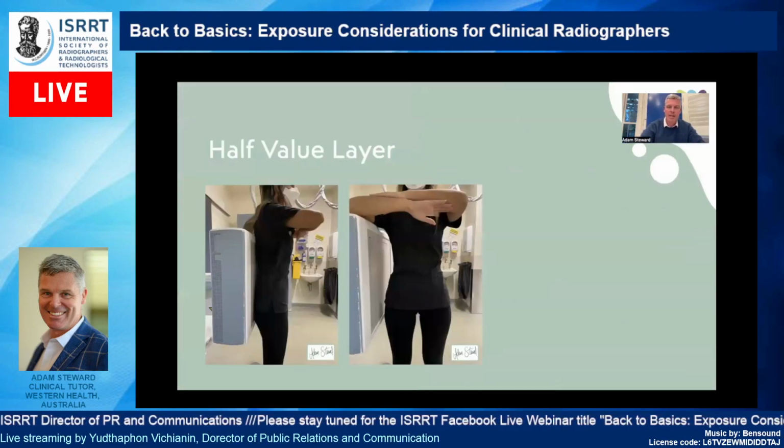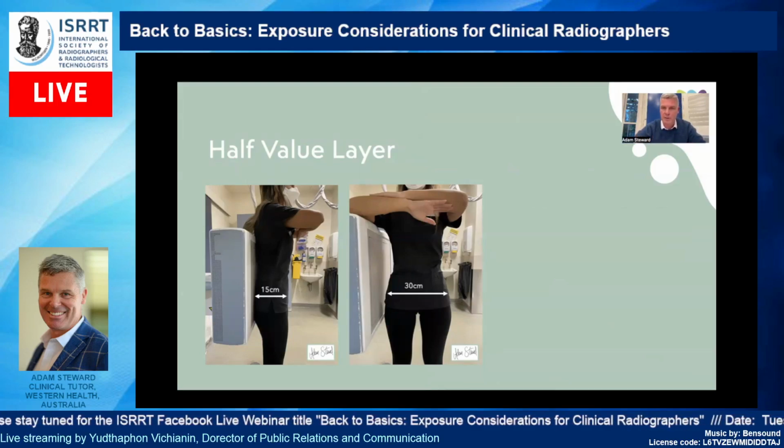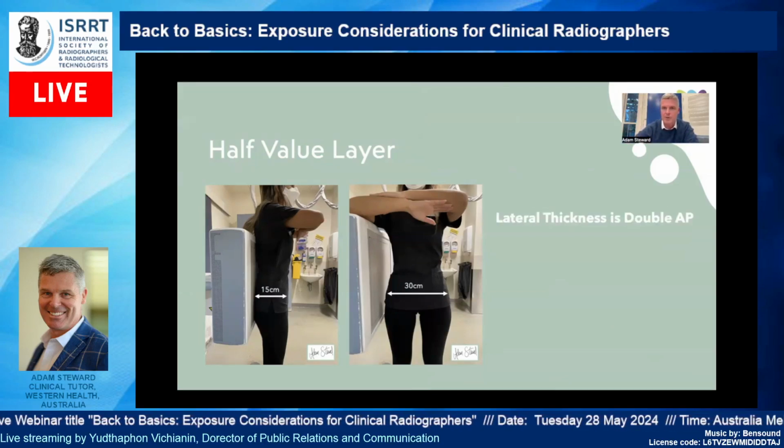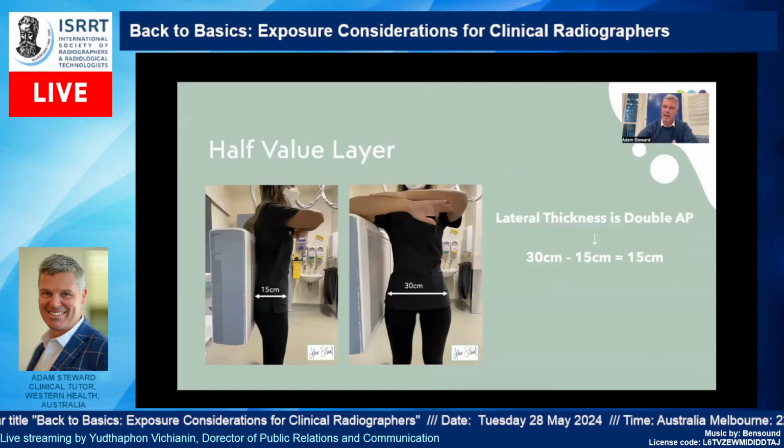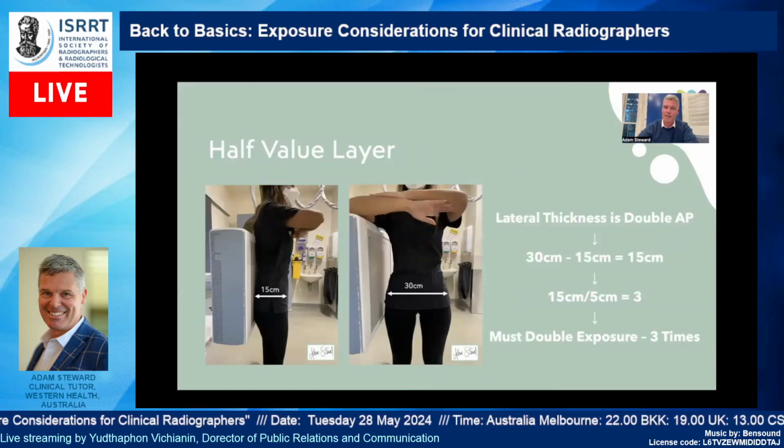So, for example, here, if we're doing an AP abdomen, this is one of my staff members that's volunteered for me. You can see the AP thickness is 15 centimeters and the lateral thickness is 30 centimeters. We see a lot of students, a lot of radiographers just go, okay, well, it's twice as thick, so it's going to double exposure. But that often won't be nearly enough, because the lateral thickness is actually increased by 15 centimeters, which means we need to double it 3 times. And that's really important. So we need to double it and double it and double it.